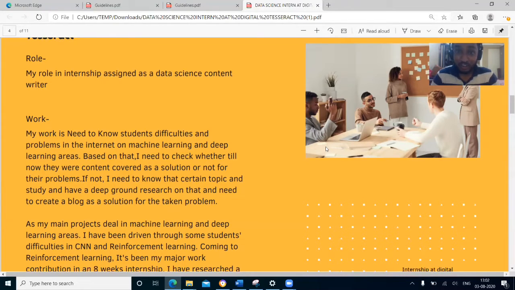So I need to do very thorough ground research. I need to know the topic and study it in a deep manner. That's how I studied reinforcement learning. There were student problems we identified, and there were no solutions covered on the internet. So with the help of my mentor, I completed my reinforcement learning project within about 3 weeks. I created a blog on that and released it at the company.